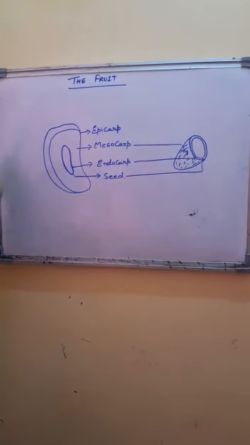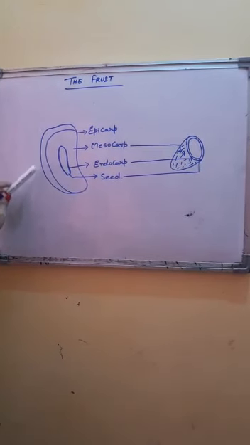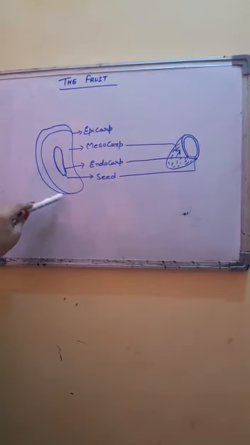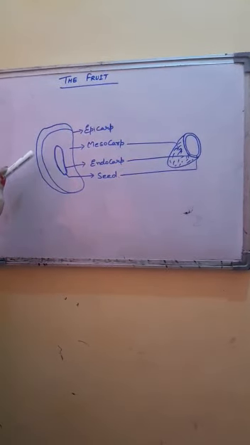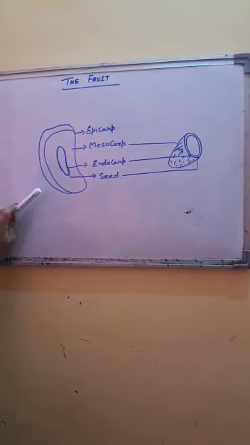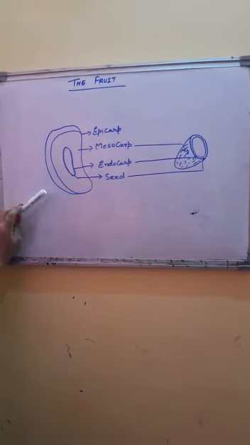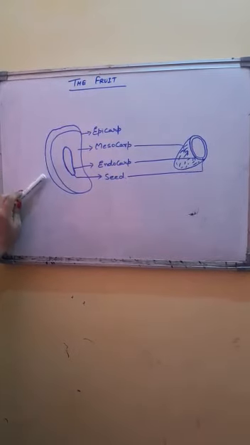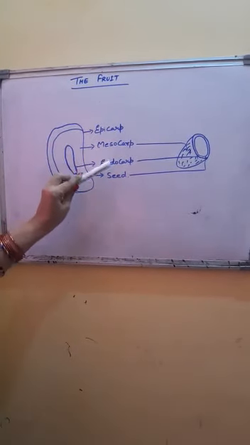The wall of the ovary develops as the fruit wall, the wall of the fruit, and this is called pericarp. The wall of the fruit is called pericarp. The pericarp may be differentiated into three parts.